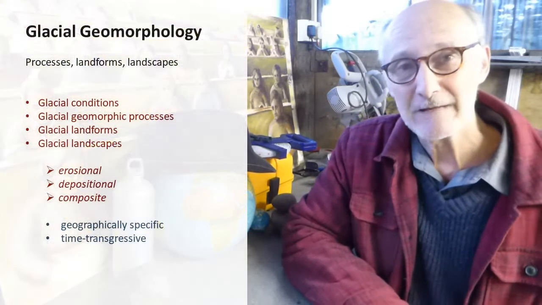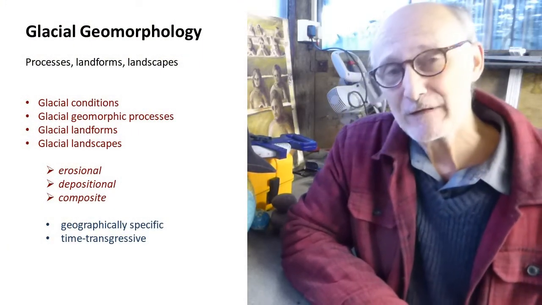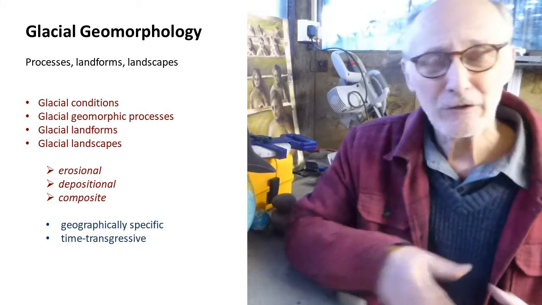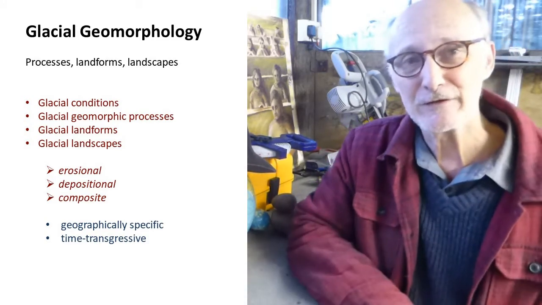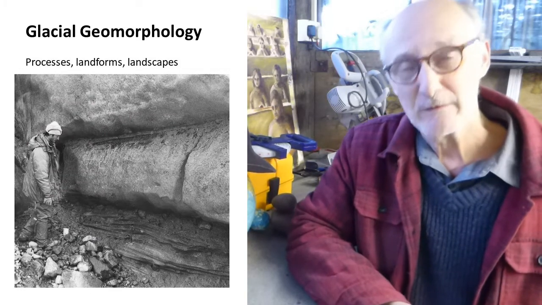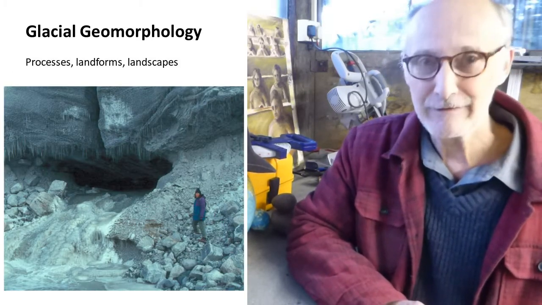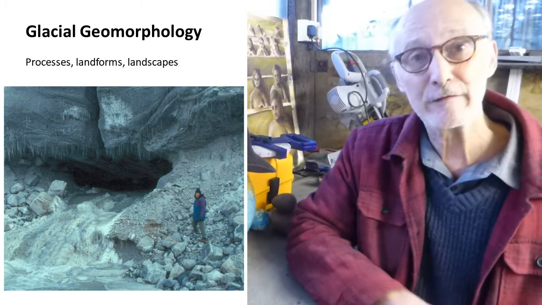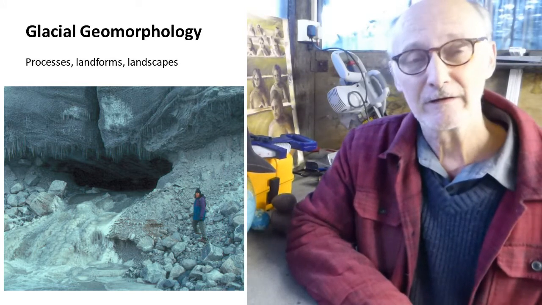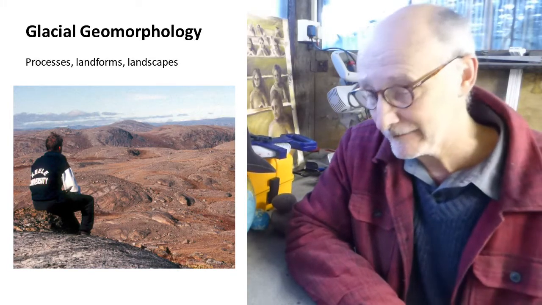Glacial geomorphology is all about the geomorphic processes, the landforms and the landscapes that are associated with glaciers. So we're going to be talking in this session about glaciological conditions, a glaciological setting, a glaciological process environment within which specific glacial processes occur that create glacial landforms, and we're going to be talking about the assemblages of those landforms that go together to make up a glacial or glaciated landscape.